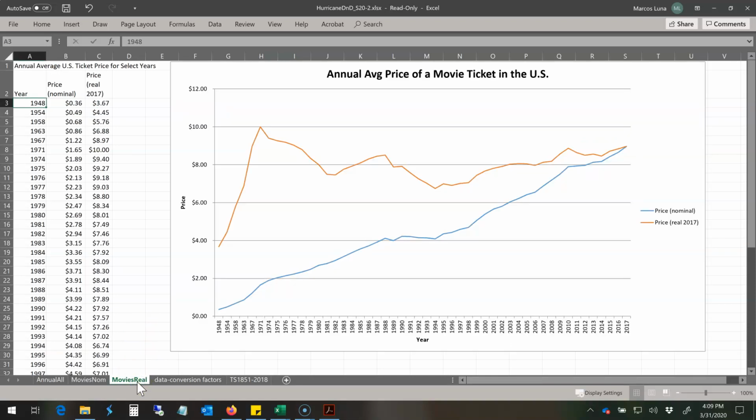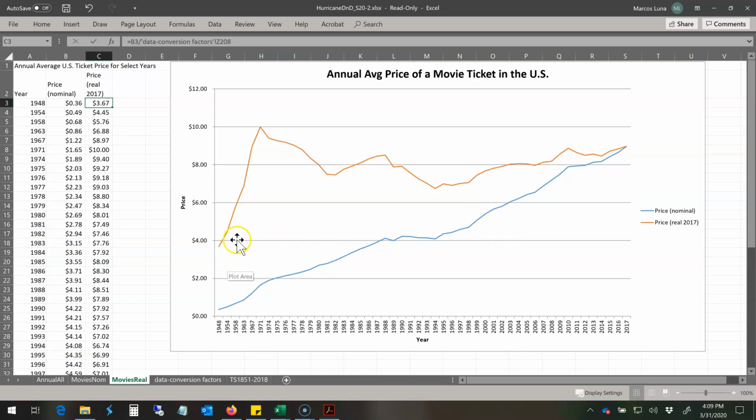If we look at the movie's real sheet, we can see two lines on this graph. The blue one is the original one we looked at, the nominal price of a movie ticket over time, and not surprisingly the nominal prices change. But the orange line shows us the real price, which takes into consideration what money can buy at a given time. What we see is that movie tickets were cheaper compared to today back in 1948. The real price of a movie ticket in 1948 was about $3.67, which is a lot cheaper than today.